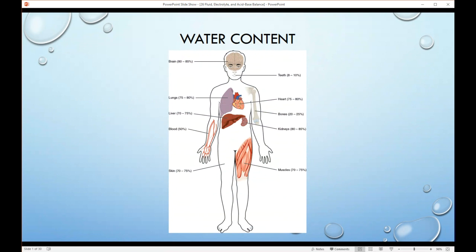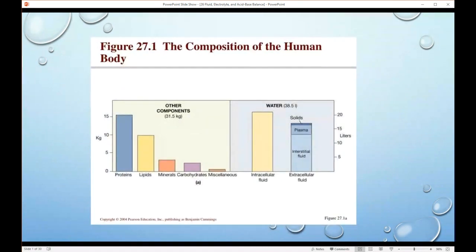Okay. So this is just a good review of what our water content in our body is. Our brain is 80 to 85% water, lungs 75 to 80%, liver 70 to 75%. Our blood is just 50%. I think that's probably shocking for most people. Our bones 20 to 25%. So this is sort of when we look at our composition of our human body, okay? So we have a ton of proteins, a ton of lipids, minerals, carbohydrates, and then some miscellaneous things.